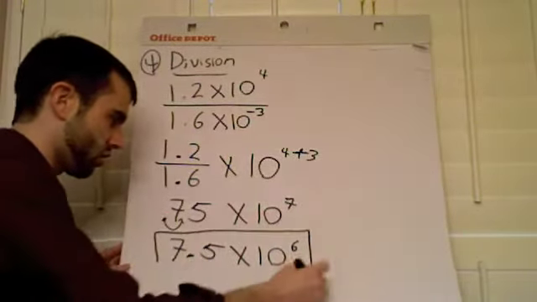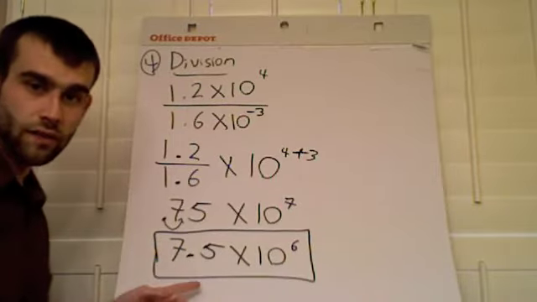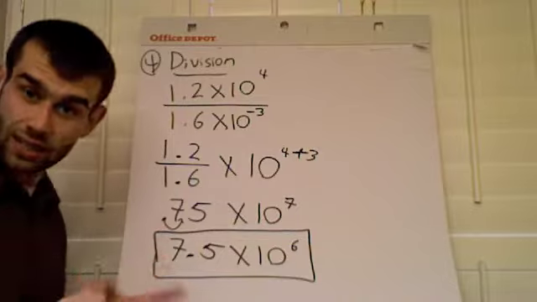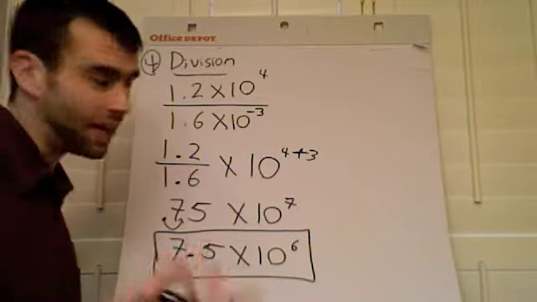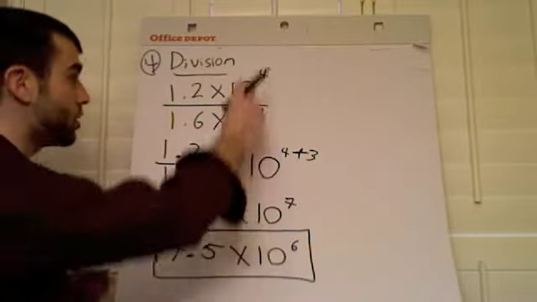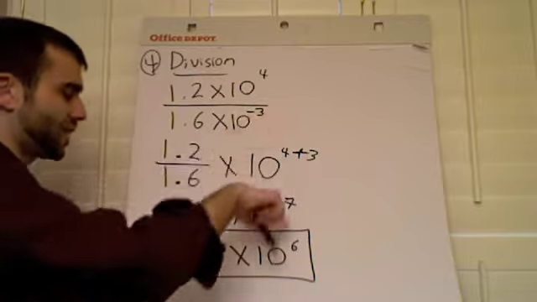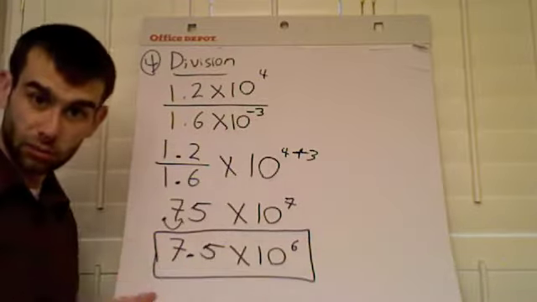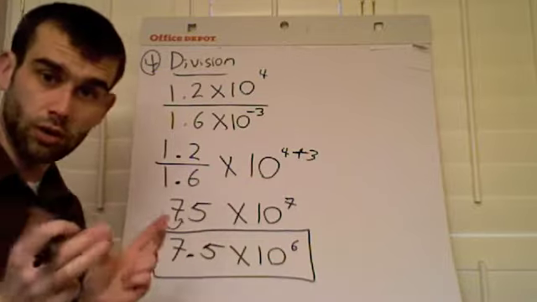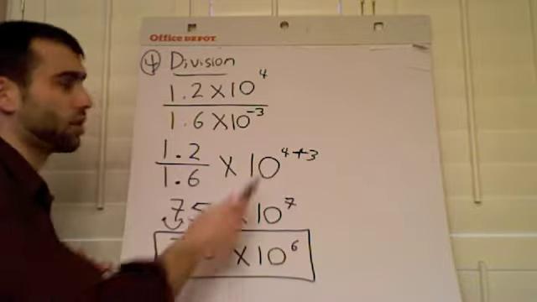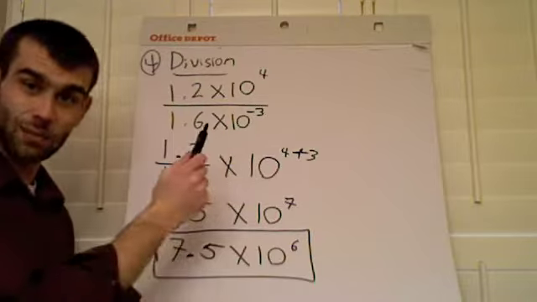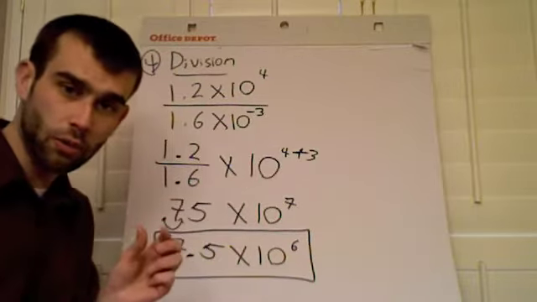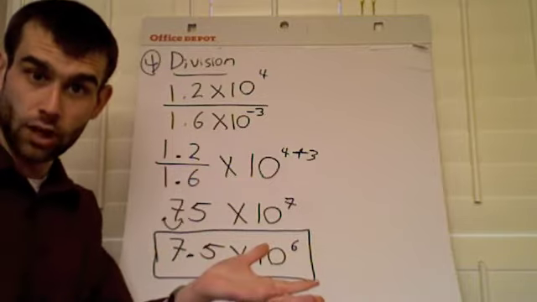So this answer is 7.5 times 10 to the 6th, which we expected, remember, always check your answers, we expected this answer to be bigger than either of these two. Is 10 to the 6th bigger than 10 to the 4th? Absolutely. Is 10 to the 6th bigger than 10 to the 3rd? You better believe it is. Negative 3 is a very small number. So our answer here is bigger than both of these, which makes sense because we have a big number divided by a very small number. We expect to get an even bigger number.